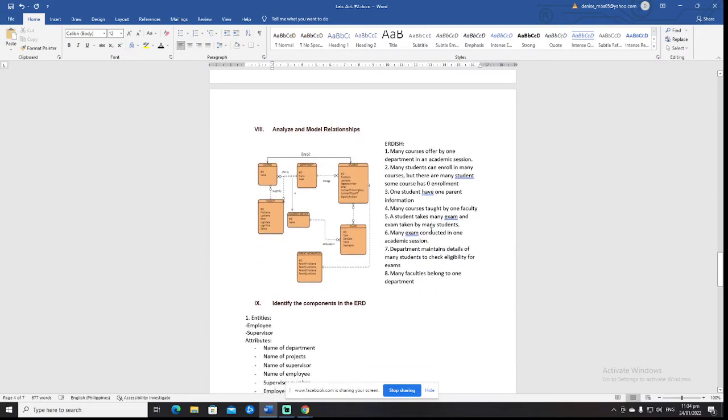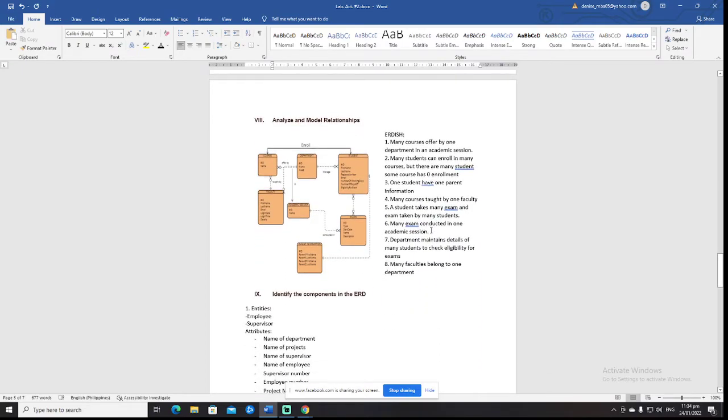Many courses are offered by one department in an academic session. Many students can enroll in many courses, but there are some courses with zero enrollment. One student has one parent information. Many courses are taught by one faculty. A student takes many exams, and an exam is taken by many students.